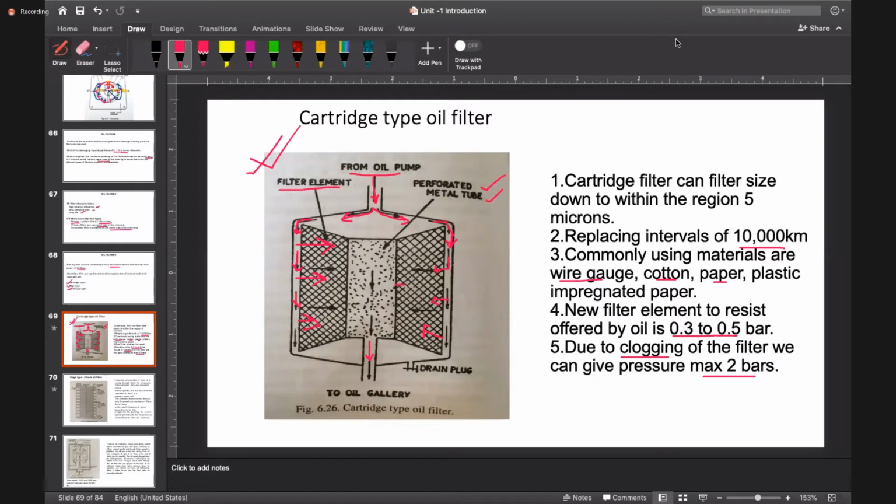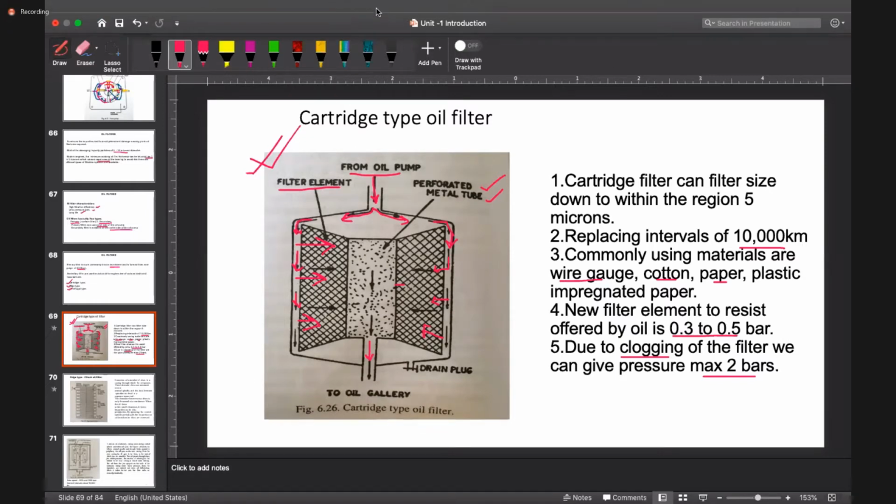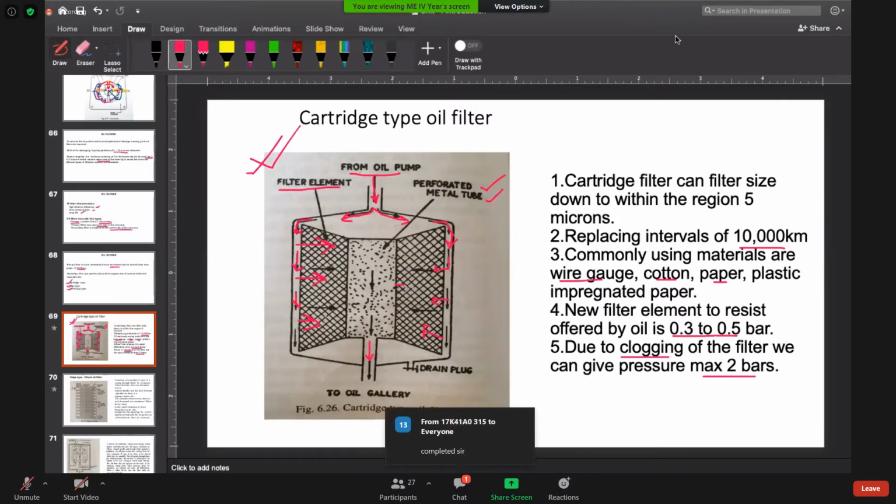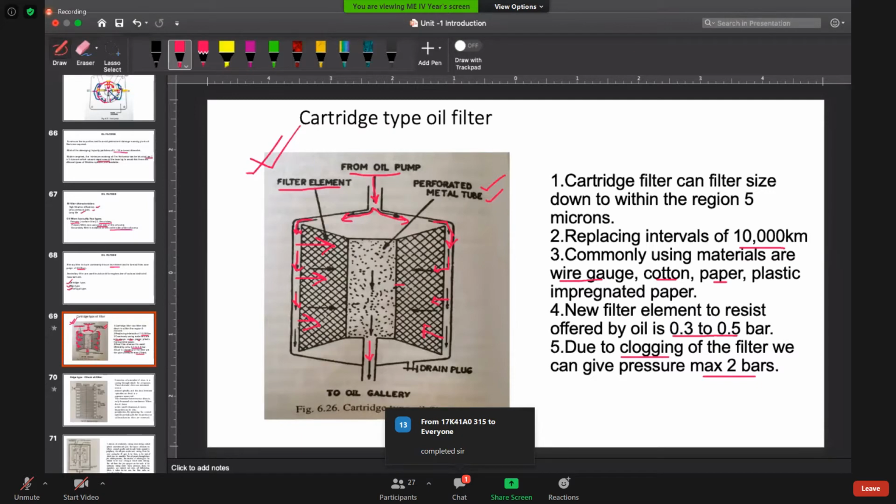Whether the diagram is completed? Yes or no? Yes, sir.